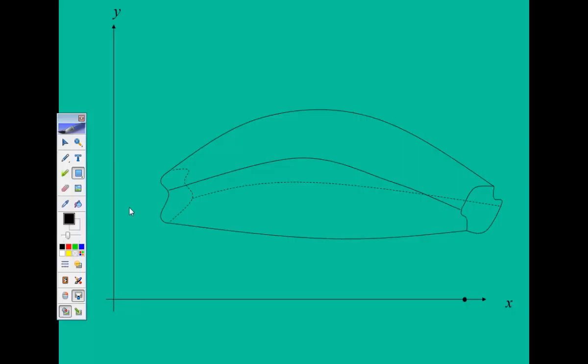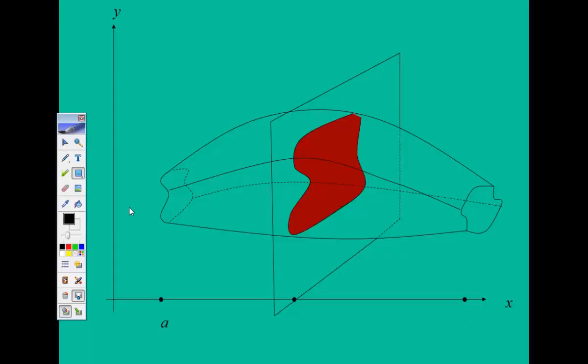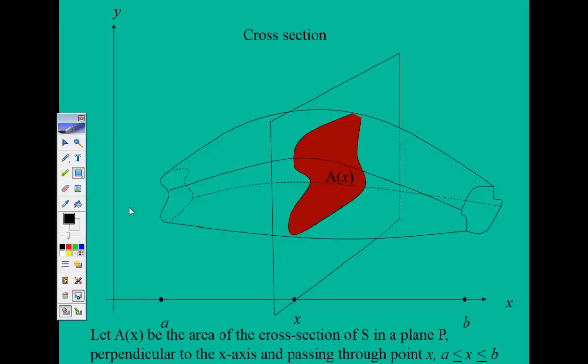Here, think of this as a loaf of bread. If we're going to try to find the volume of this loaf of bread, we're going to set this on the x-axis, and we are going to take and slice it perpendicular to the x-axis. That cross section we're going to label as A of x. That's the area of the cross section. That's where we cut the slice of bread. We open up and look at the face.